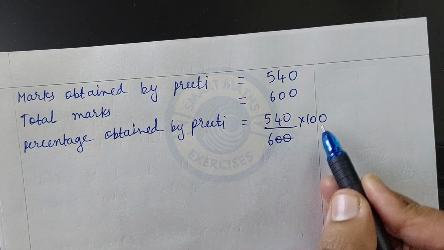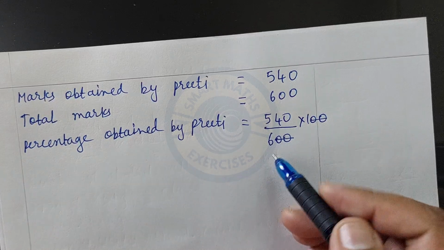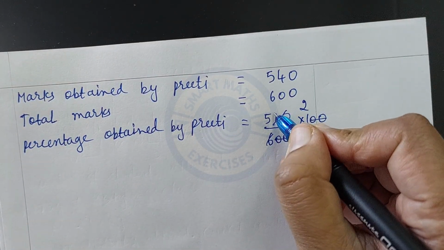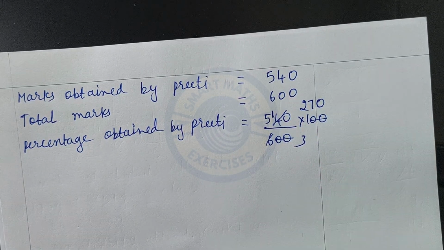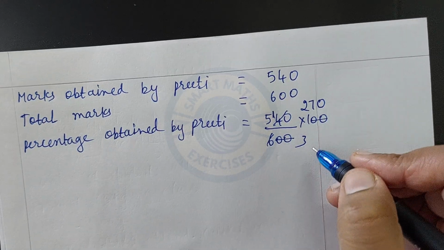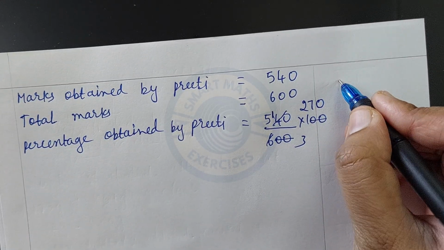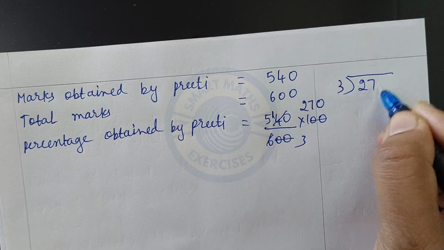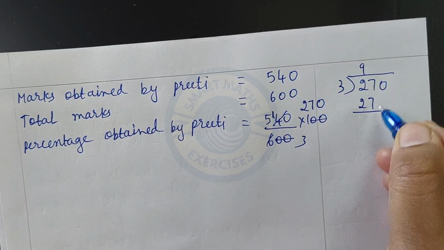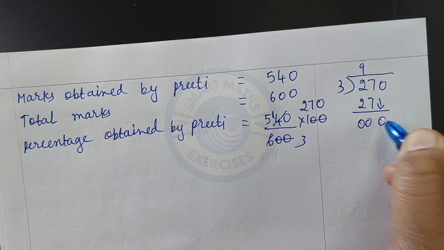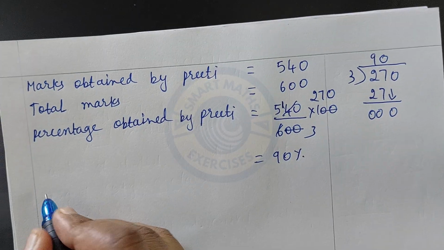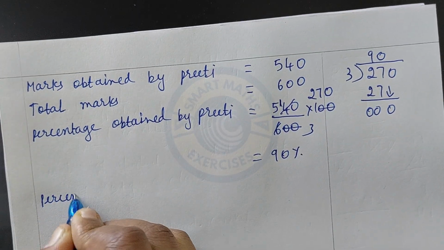Simplify this. 2 zeros cancel. 540 and 6 go in 2 table. 2 3s are 6. 2 2s are 4. 5 minus 4 is 1. 2 7s are 14 and 0. 270 by 3. You can divide 270 by 3. 3 outside and 270 inside. 3 9s are 27. 27 minus 27, 0. Bring down the 0. So 0. 90%.